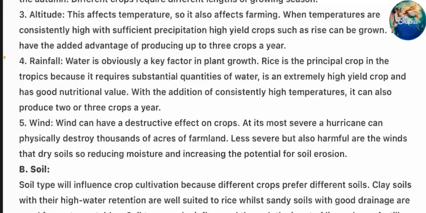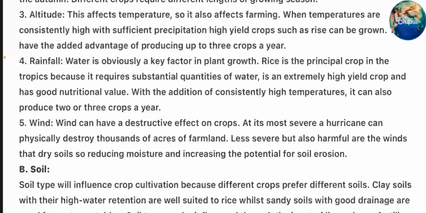Next, rainfall. Water is obviously a key factor in plant growth. Rice is a principal crop in the tropics because it requires substantial quantities of water, is an extremely high yield crop, and has good nutritional value. With the addition of consistently high temperatures, it can also produce 2 or 3 crops a year.